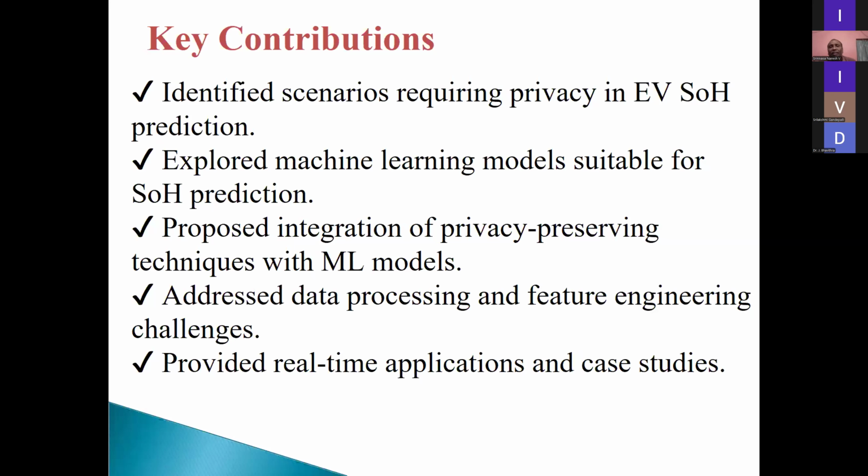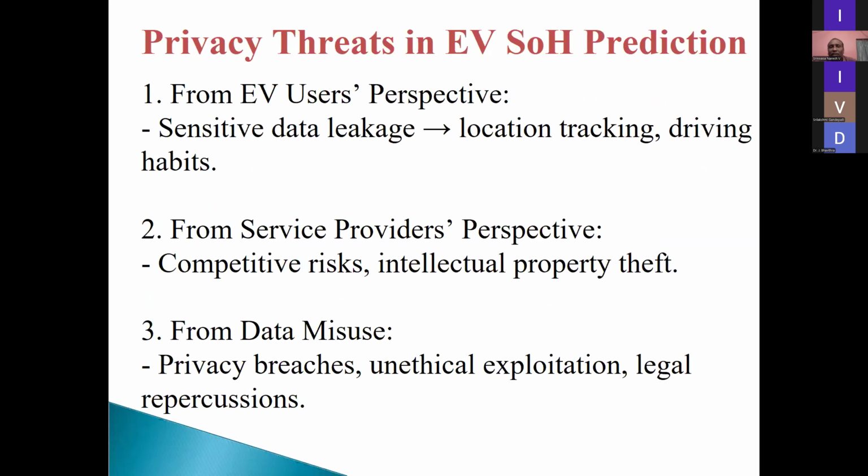And after that, explore machine learning models suitable for SOH prediction. We have to find some machine learning models, and after that, we have to integrate the privacy preserving technique like homomorphic encryption into these machine learning models. And we have to address all those things. So see, this is a wonderful area we can work in.